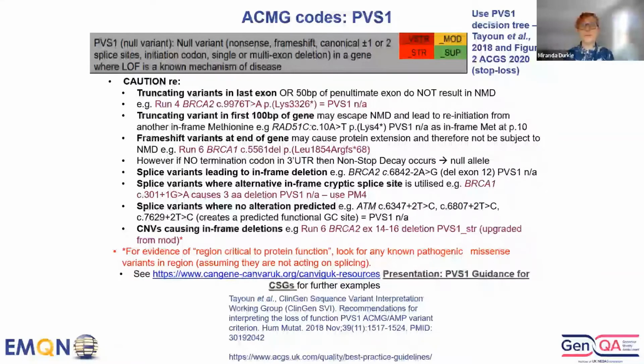So that was a quick few examples of when PVS1 cannot be so straightforward and you really need to take care in applying it. But there's a fantastic presentation on the CanVIG website under the resources section that was done by James Drummond that has absolutely loads more examples where PVS1 can create problems and certainly shouldn't be used at very strong strength.